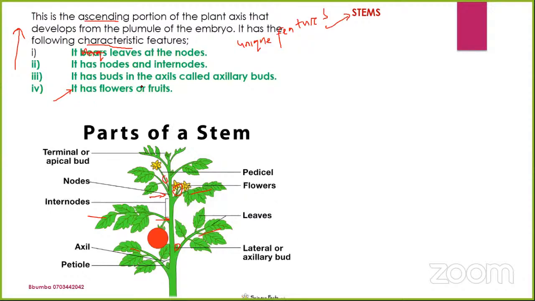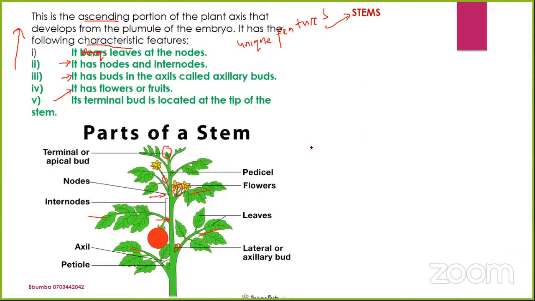But the major characters that are always there in stems are nodes and internodes, as well as buds. In case leaves are there, well and good, but it's not true that all stems must have leaves. And you can see it has a terminal bud located at the tip. This is the terminal bud up here.